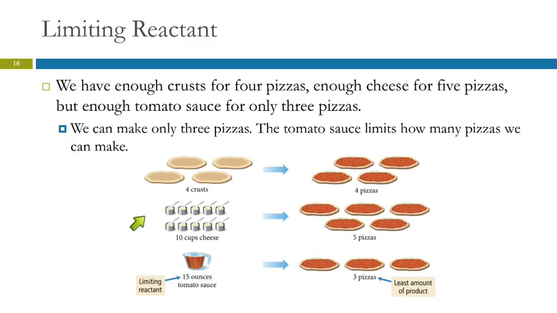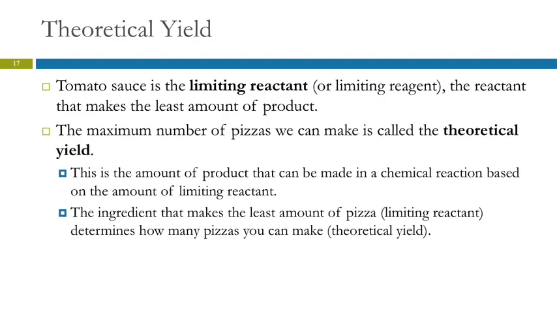What happens with the extra cheese and the extra crust? They're in excess. They're just going to sit there, right? Maybe we can save them and use them at another time when we get more sauce, right? Nothing happens to them. They just sit there unreacted, uncooked, unused. So the tomato sauce is the limiting reactant, sometimes called the limiting reagent. The maximum number of pizzas that we can make is called the theoretical yield. So in this example, 3 pizzas is the theoretical yield.